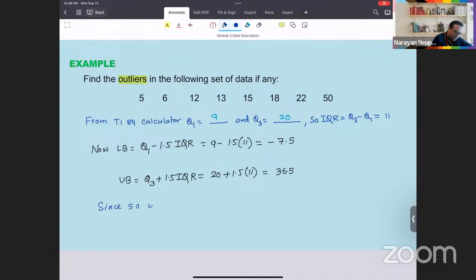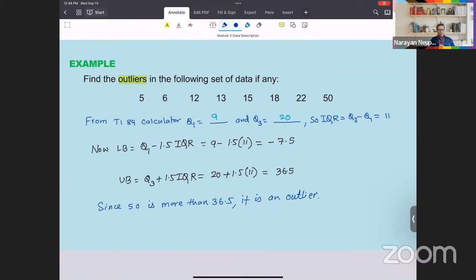Since 50 is more than 36.5, it is an outlier. Okay? Since 50 is more than 36.5, that is an outlier. That is how you can find the outliers.